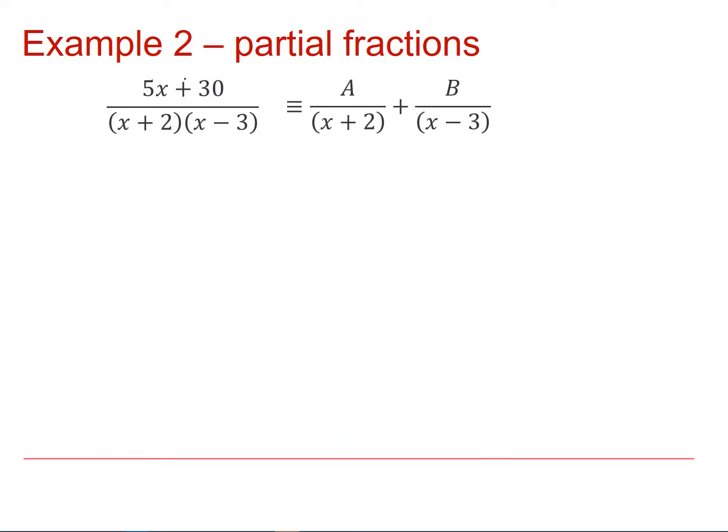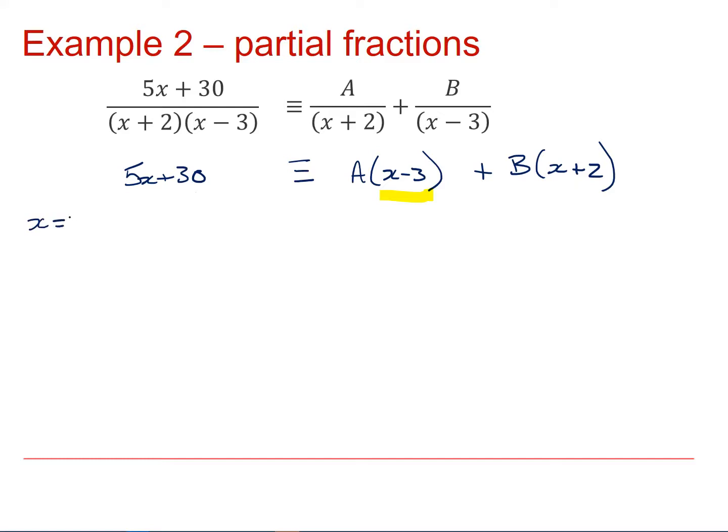So starting from this point, (5x + 30) over (x + 2)(x - 3), split it into two parts: a over (x + 2) plus b over (x - 3). Multiply through by the denominator, and I'm going to get 5x + 30 is identical to a times (x - 3) plus b times (x + 2). So looking at these, it looks like x equals 3 is going to be something to try.